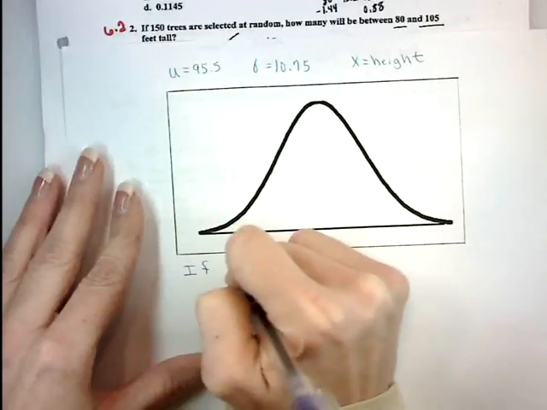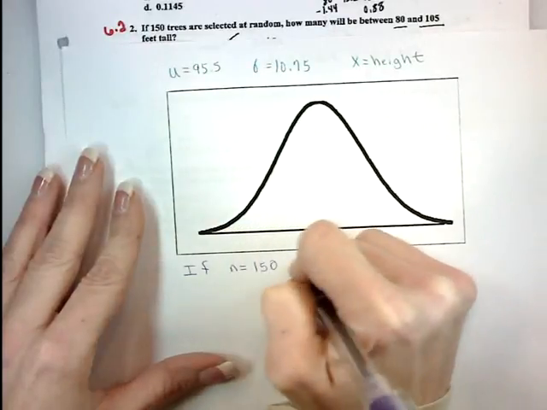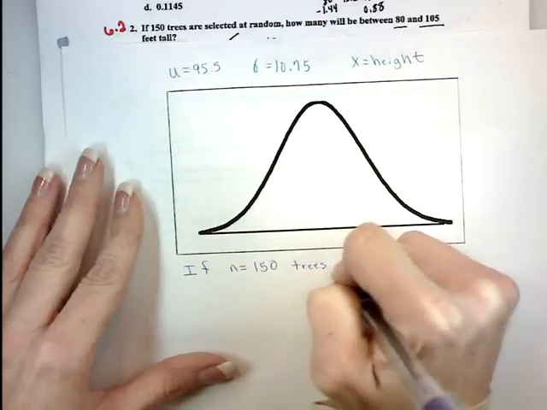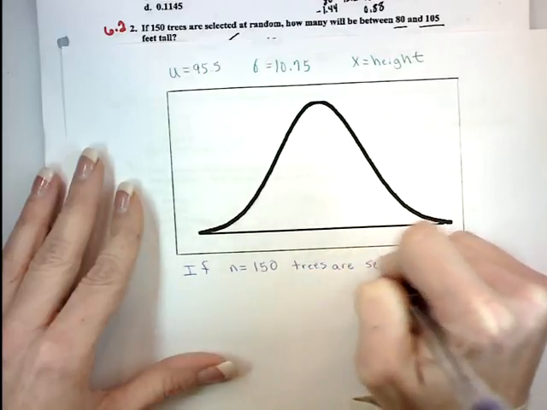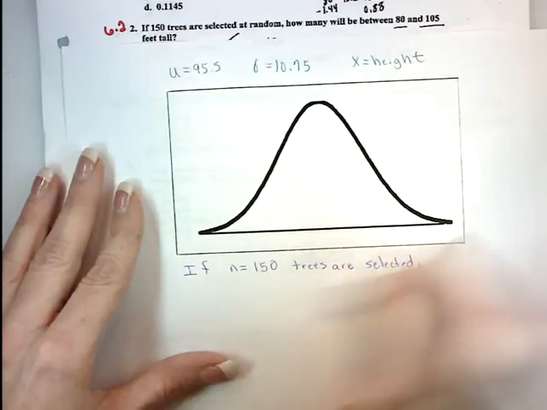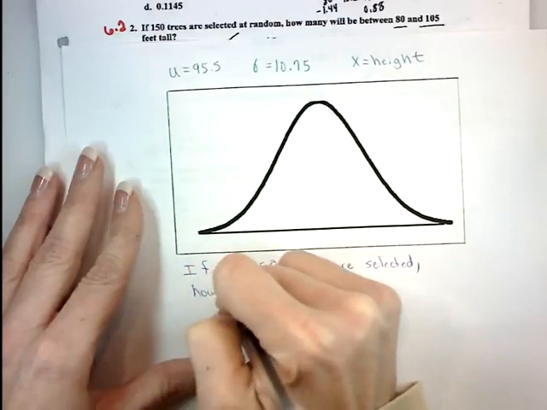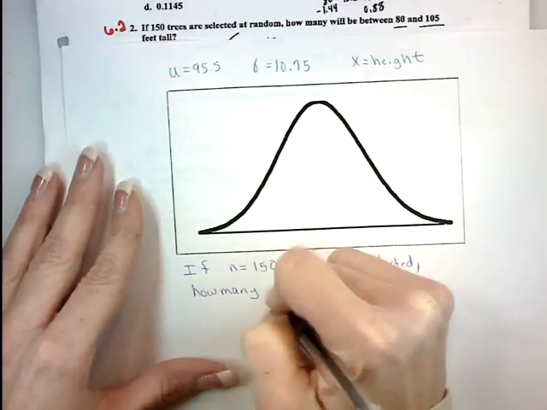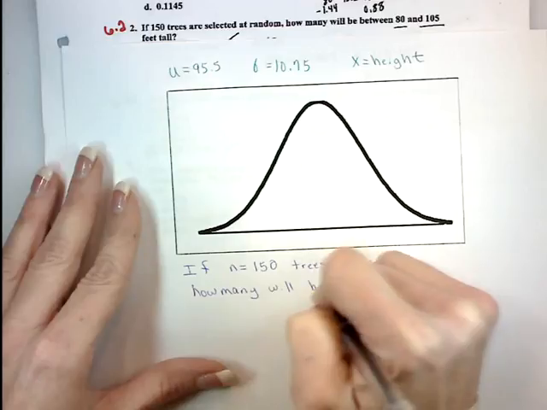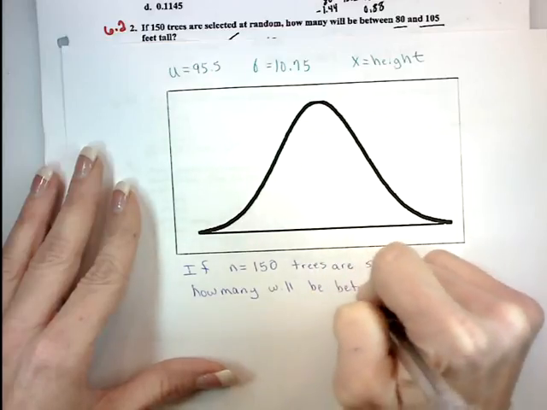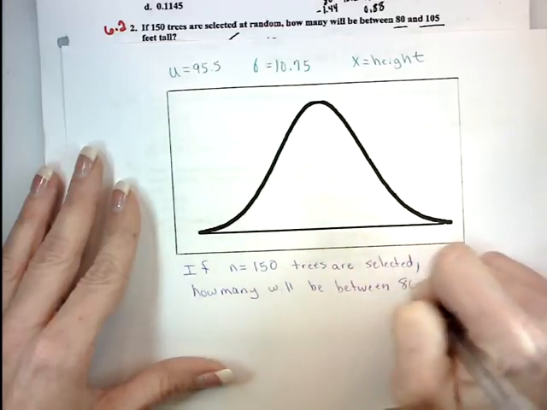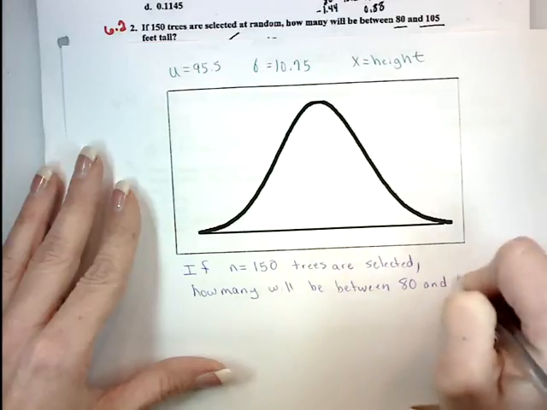If n equals 150 trees are selected, how many of the 150 trees will be between 80 and 105 feet tall?